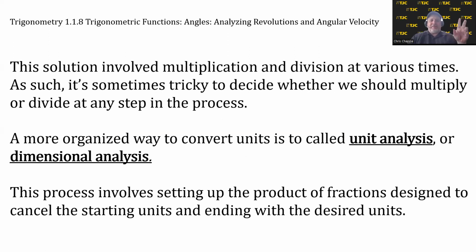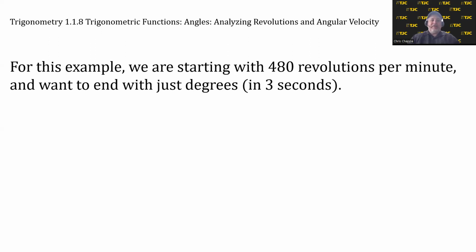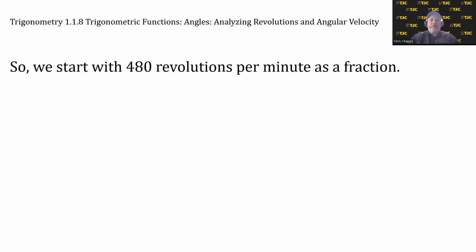This process involves setting up the product of fractions designed to cancel the starting units and end with the desired units. Watch. In this example, we're starting with 480 revolutions per minute and want to end with just degrees in 3 seconds. So we're going to start with 480 revolutions per minute as a fraction: 480 revolutions on top of 1 minute.